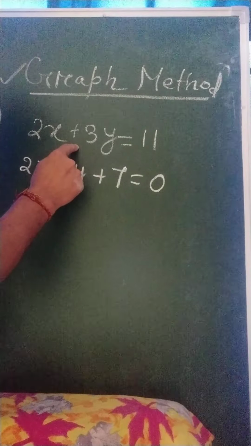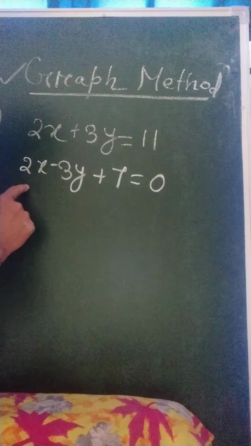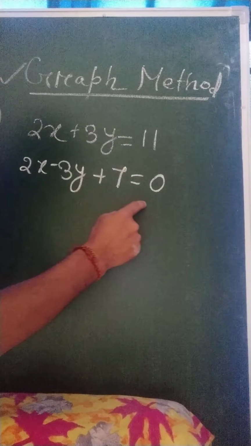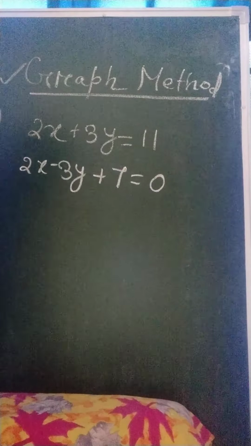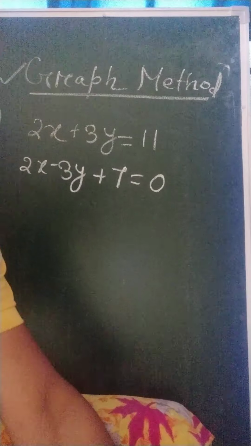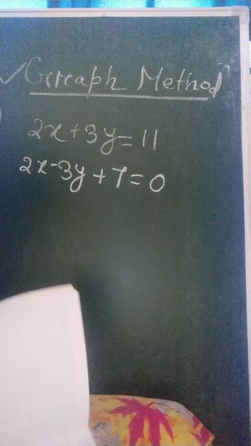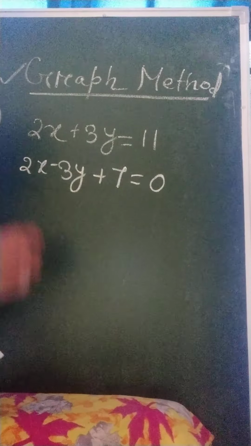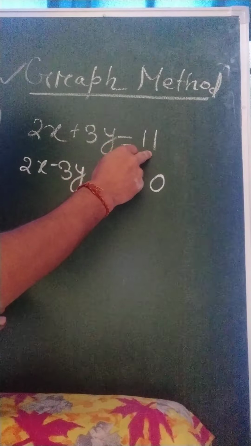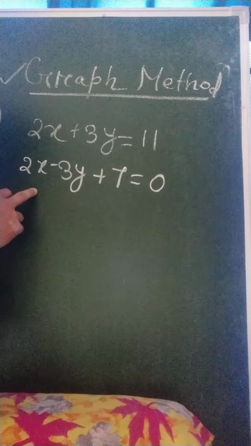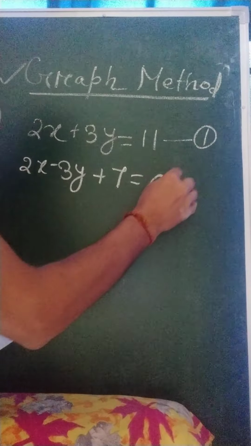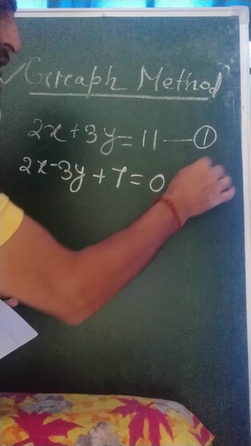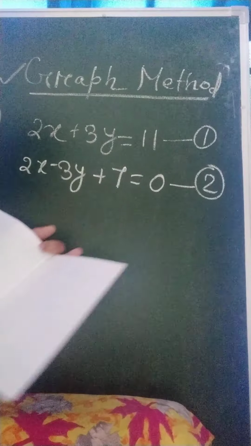Twice x plus thrice y equals 11 and twice x minus thrice y plus 7 equals 0, with the help of the graph copy. So let us start, students. How will you start writing in the graph page? Look, these are the two equations given in the question paper, and these two equations will be solved. First of all, we will take this one as equation number 1 and this one as equation number 2.